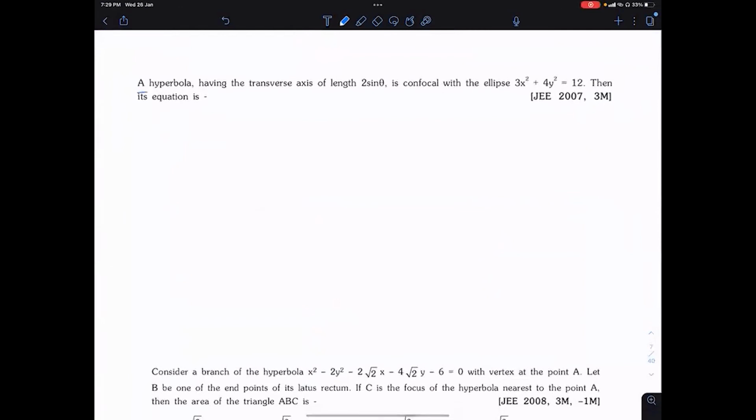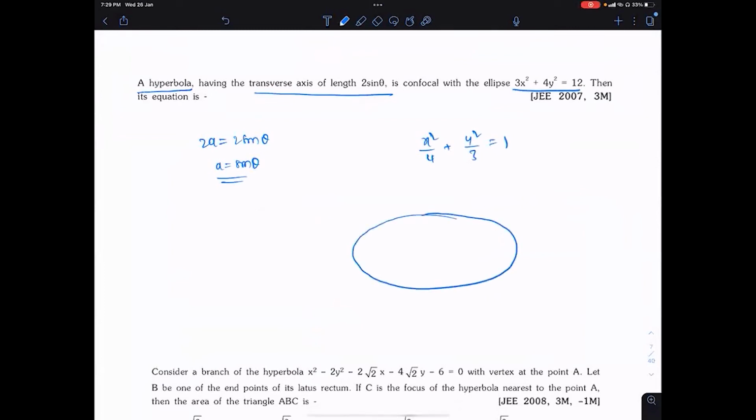A hyperbola having transverse axis length. What is the transverse axis length in a hyperbola? 2a. That is 2 sine theta, that is a sine theta. And what they are saying, it is confocal with this ellipse. What is the ellipse? x square by 4 plus y square by 3 equals 1. It is a horizontal ellipse. Okay. One second.